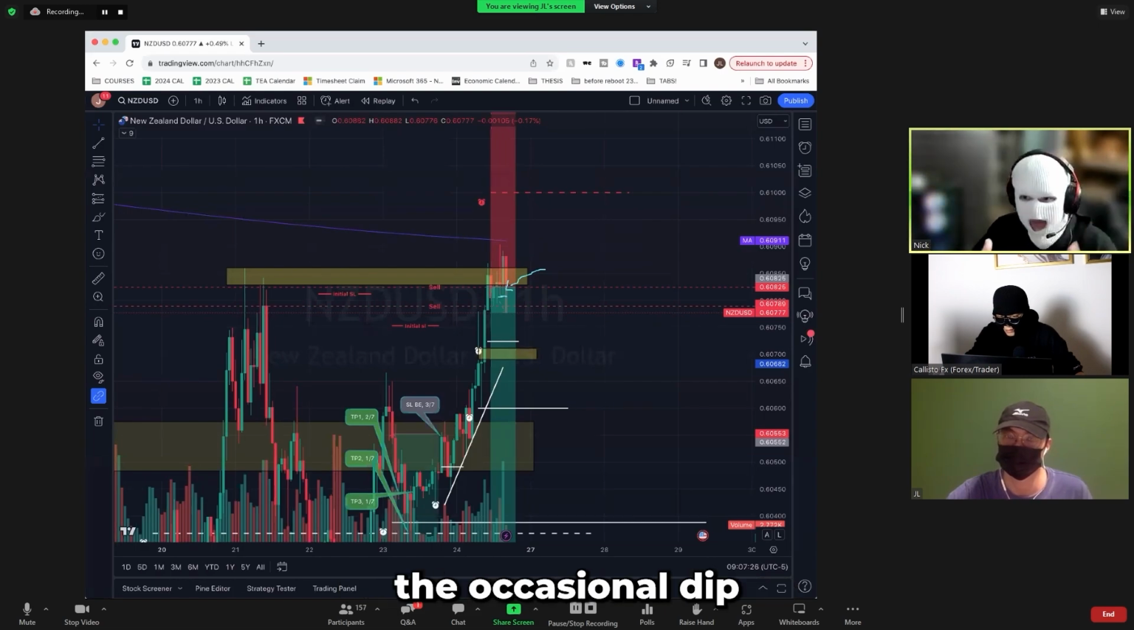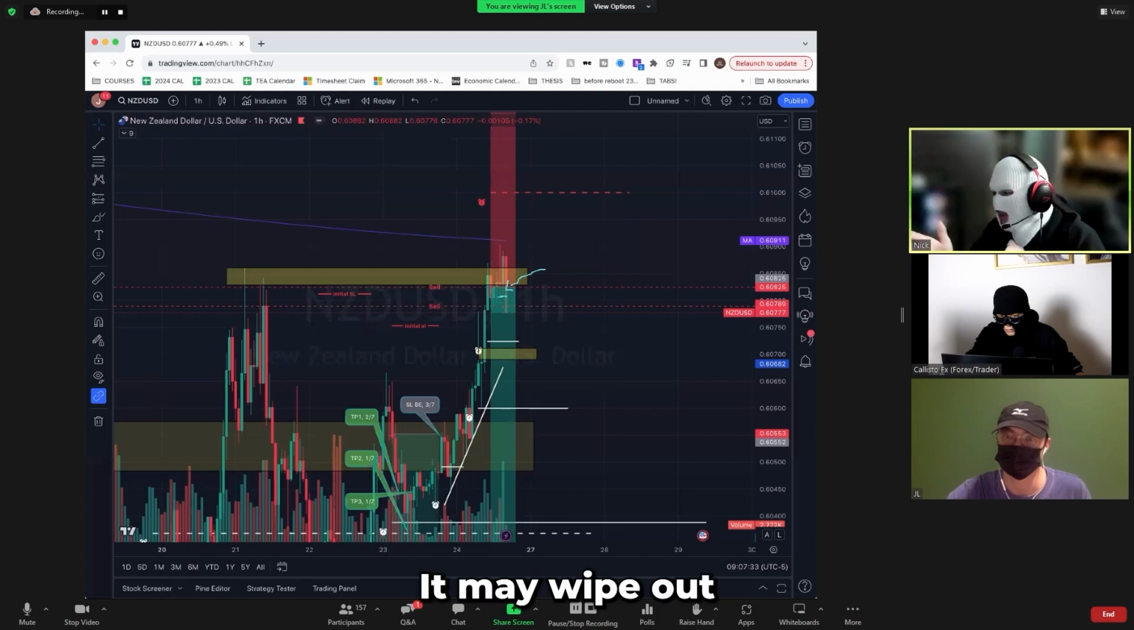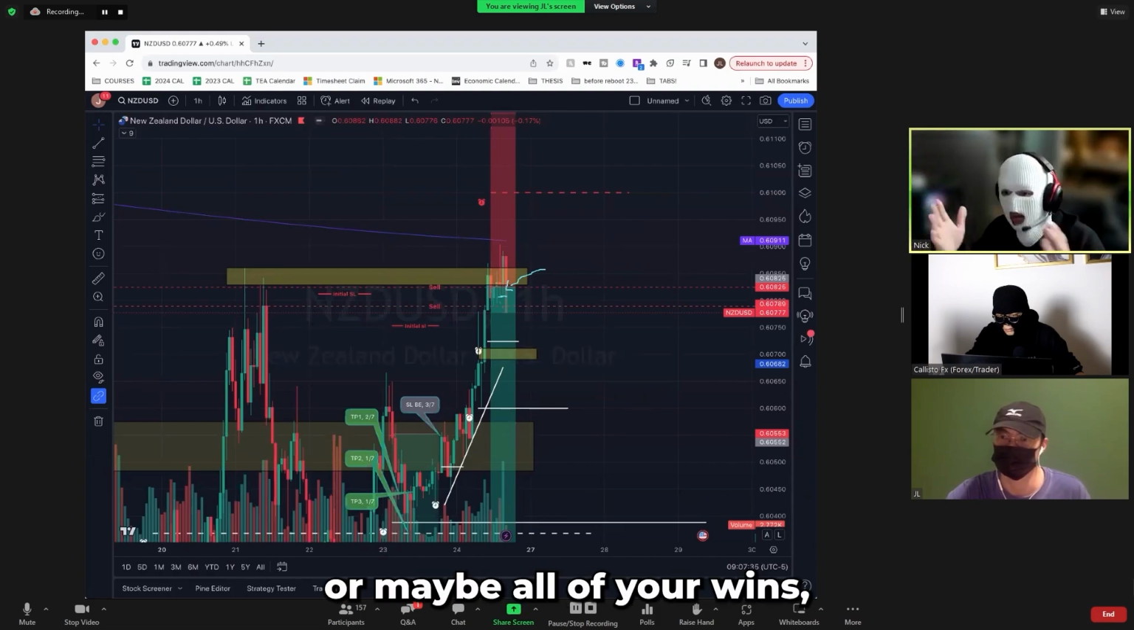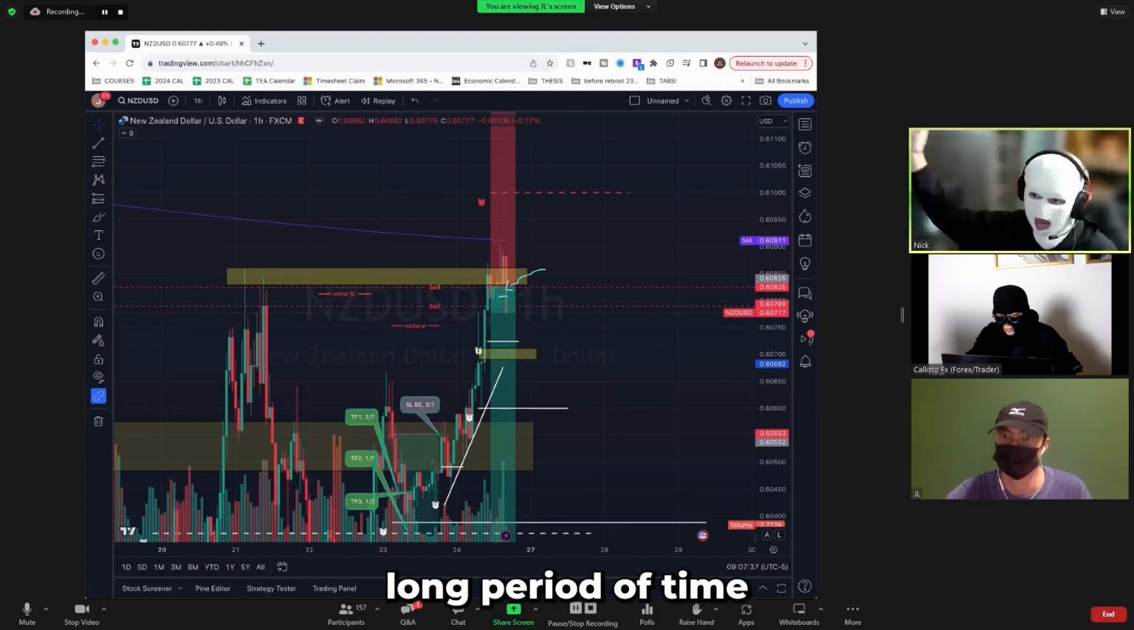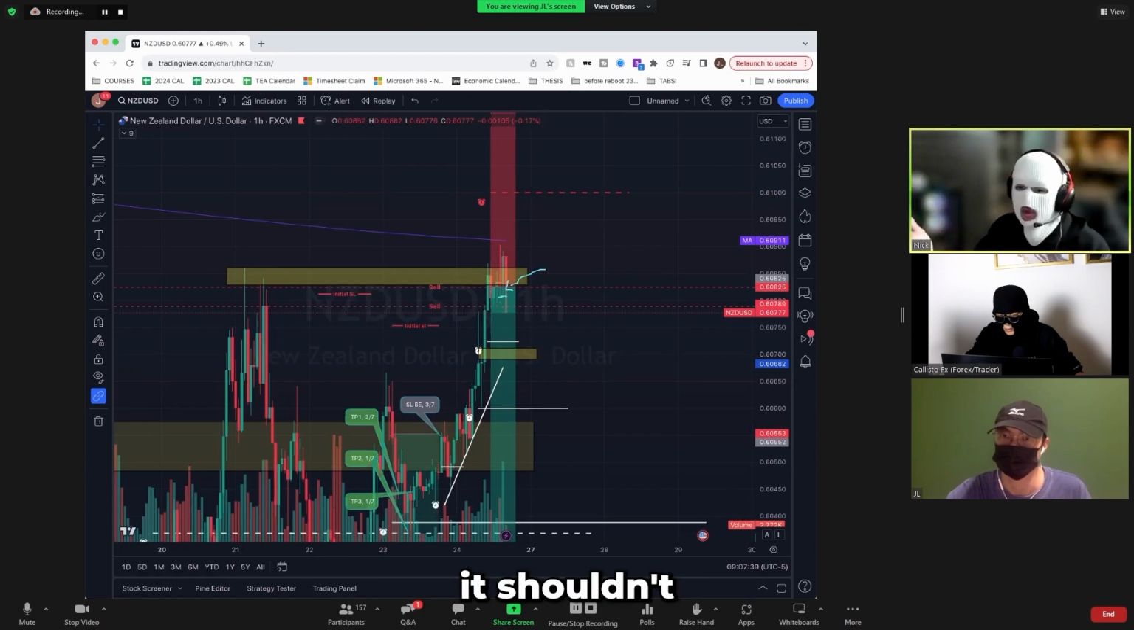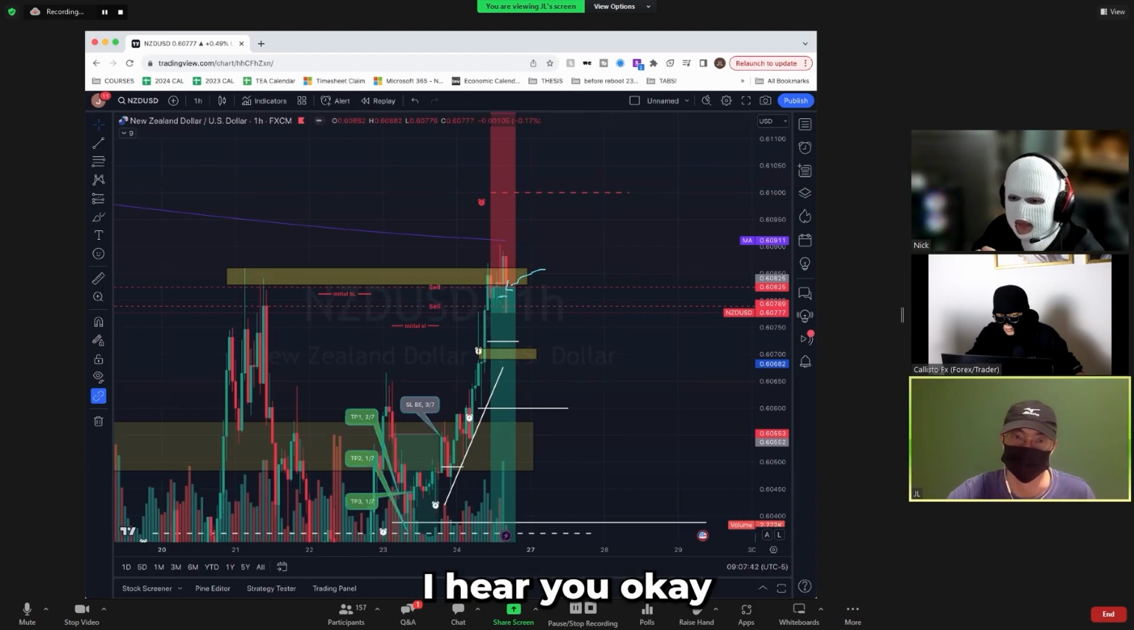So it's still going to increase over a long period of time. You will have the occasional dip, which is fine, because if you play this game long term and you don't over risk, that one losing trade shouldn't wipe out your entire account. Yes, it may wipe out some of your wins or maybe all your wins, but if you maintain that high win rate over a long period of time, it shouldn't be a problem. Right, I hear you.